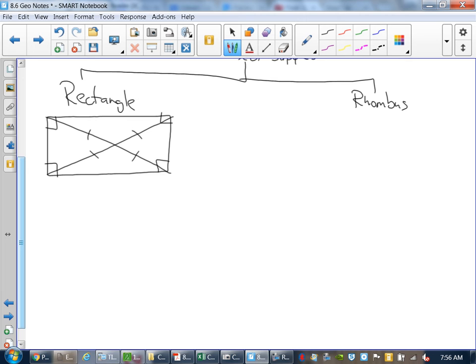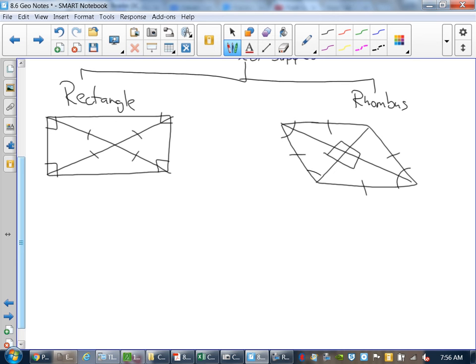Now the rhombus, what made a rhombus? Four congruent sides, very good. The rhombus had the four congruent sides. And what else? Yeah, the diagonals are perpendicular, good. And then you were mentioning this earlier about the angles. This is the one where the angles are bisected. The opposite angles of the rhombus are still congruent, but the diagonals bisect those angles.